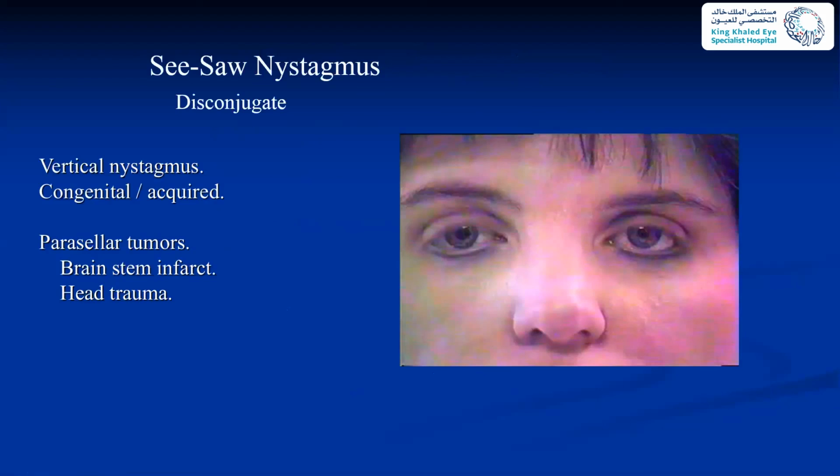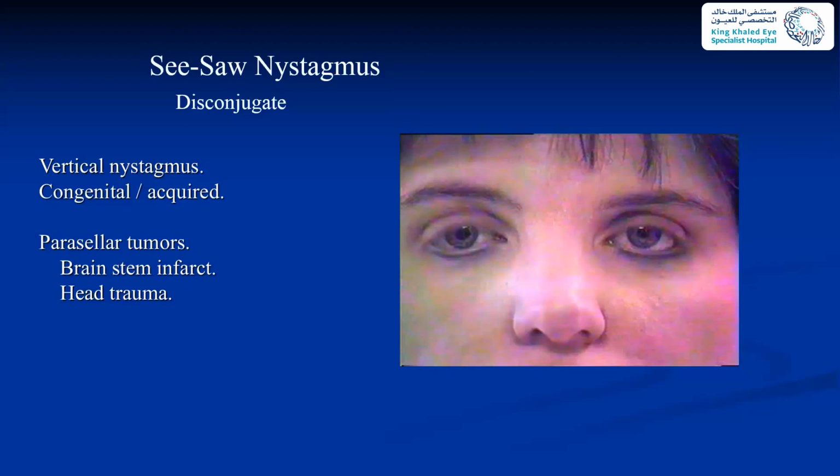Now let us talk about seesaw nystagmus. Seesaw nystagmus is disconjugated nystagmus, and you know the seesaw in the playground, which children play on, going up and down, and this is why it's called seesaw nystagmus. It is a vertical nystagmus, can be congenital, since early childhood, at 3 months of life, or acquired. If it is acquired, we have to rule out brainstem infarction or secondary to head trauma.